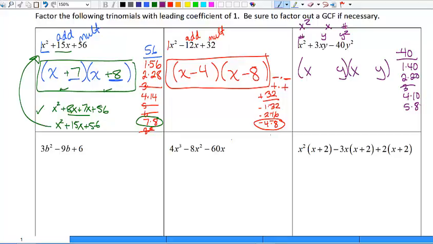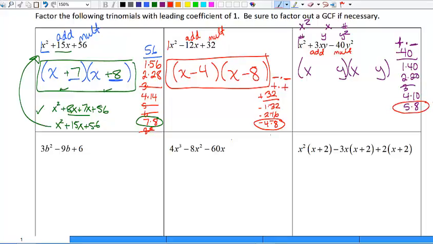But I need to multiply to a negative 40. How do I multiply to a negative number? Well, there's only one way to multiply to a negative number. That's one positive and one negative. So I need one positive and one negative, and I need to add to 3 at the same time that I need to multiply to negative 40. So we have the list that multiply to negative 40. Which one adds to a positive 3?